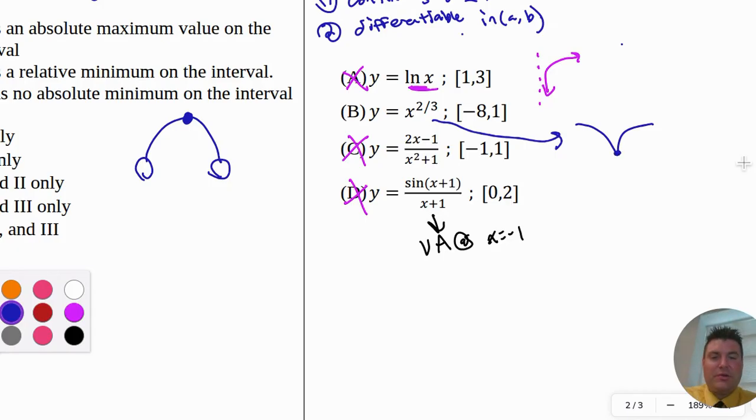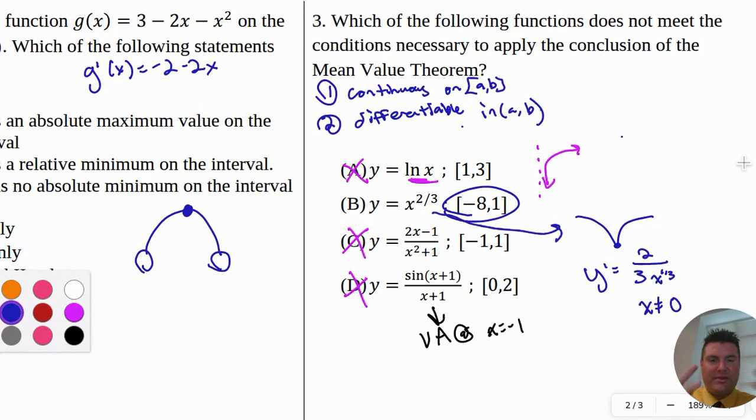So it is continuous all the way through because, first off, you can plug in any x value and you're totally fine. But then the derivative of this, y prime, is going to be 2 over 3x to the 1/3, which means that x cannot equal 0. And since 0 is inside of that interval, we're not differentiable at 0, so we cannot apply MVT because we're not differentiable everywhere inside of that interval. So the answer is going to be B.